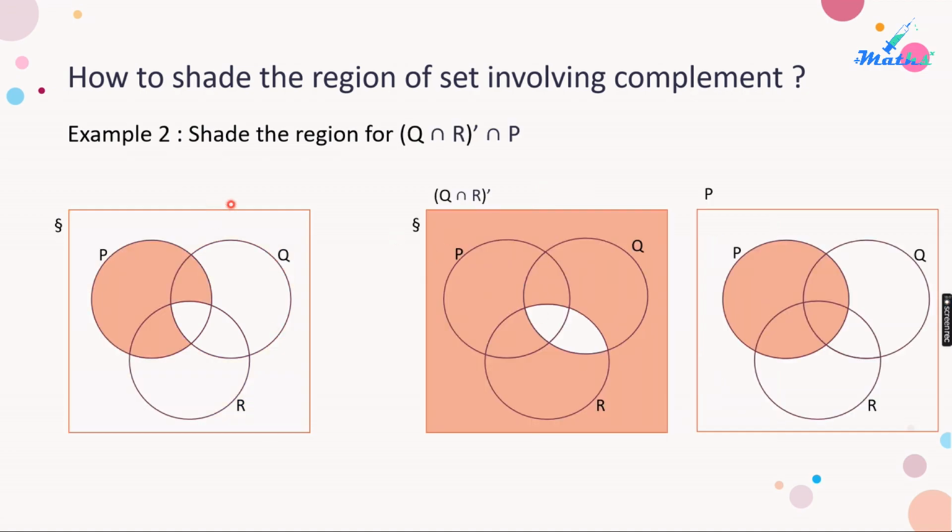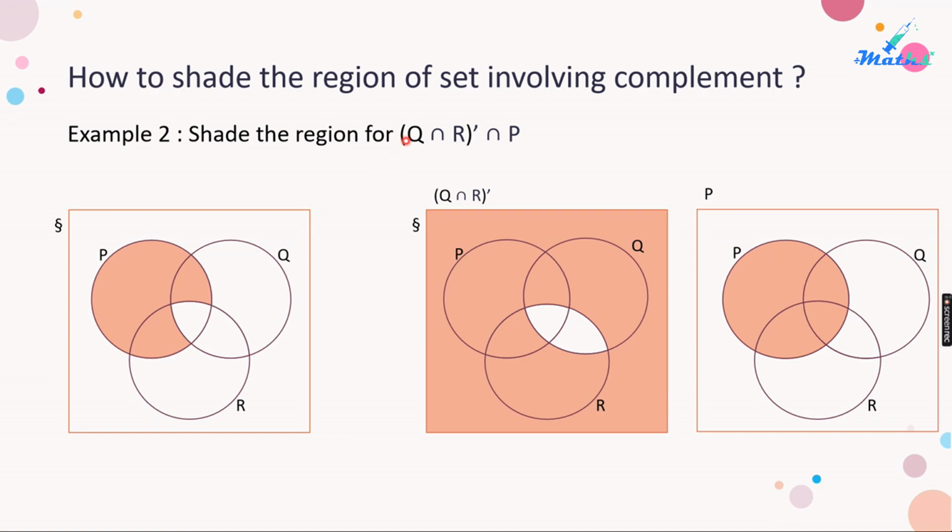Example 2. Check the region for bracket Q and R complement and P. We do the Q and R complement first. Do the bracket first. So Q and R the same common element is here. So Q and R complement is except the Q and R. So we just check all outside the Q and R common element. And P we will just check the P.